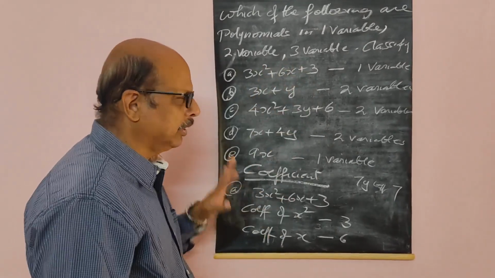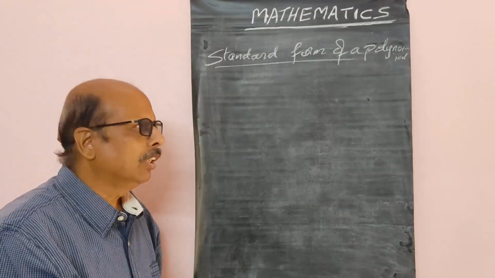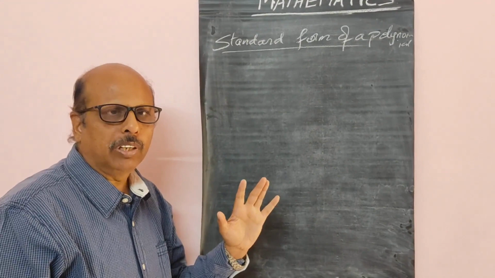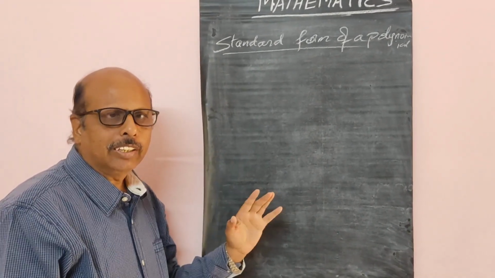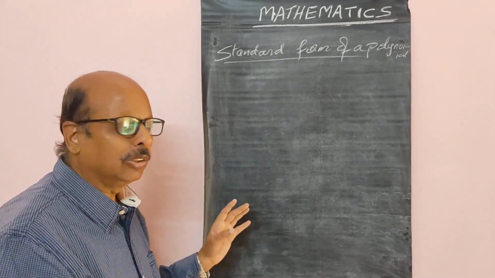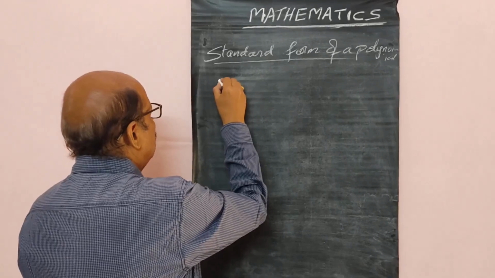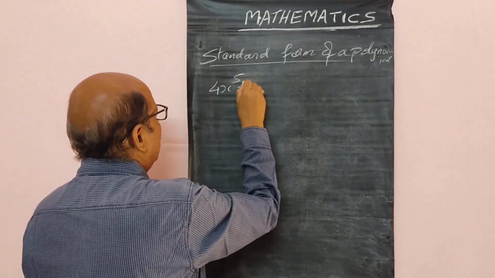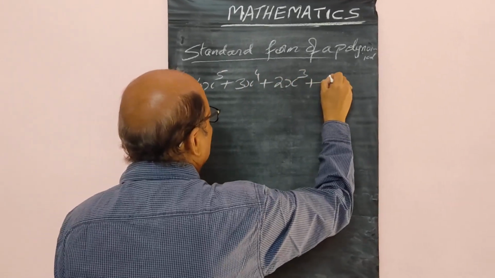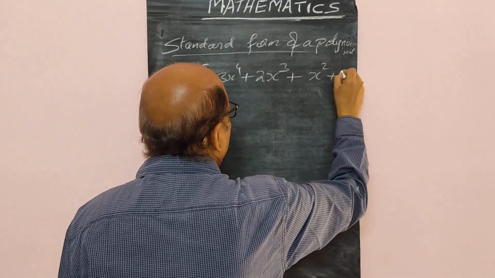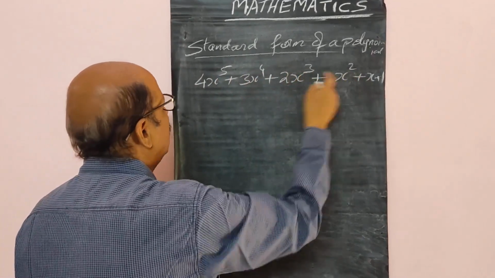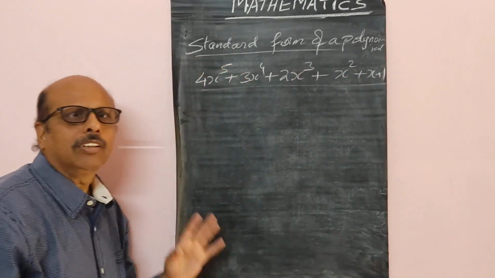Polynomials, then coefficient. Now let us see what the standard form of a polynomial is. The standard form of the polynomial is when the polynomial is arranged in such a way that the power of the variable is in decreasing order. Suppose I write 4x raised to 5 plus 3x raised to 4 plus 2x cubed plus x square plus x plus 1. Here you see the power of the variable is in decreasing order. This is called the standard form of a polynomial.